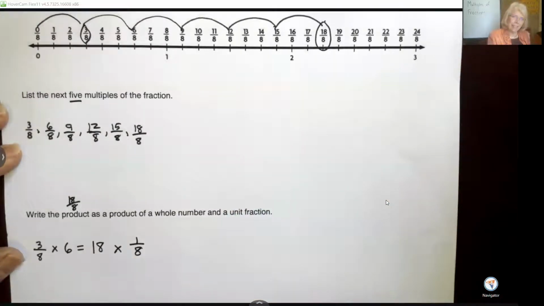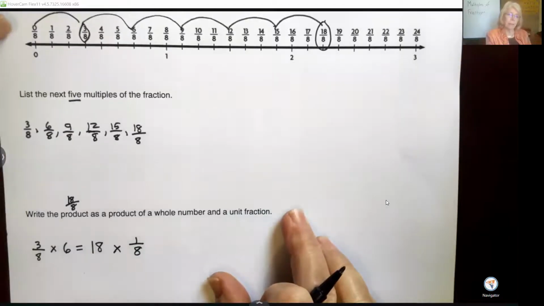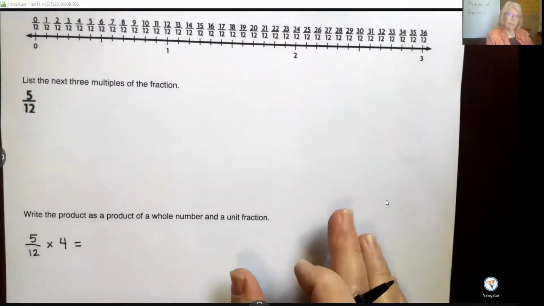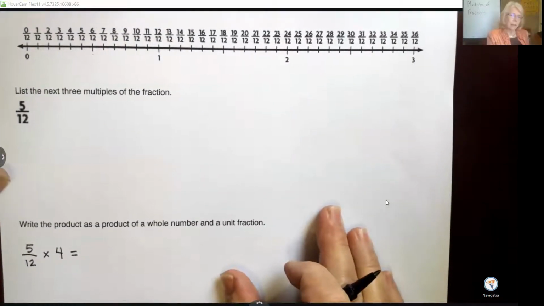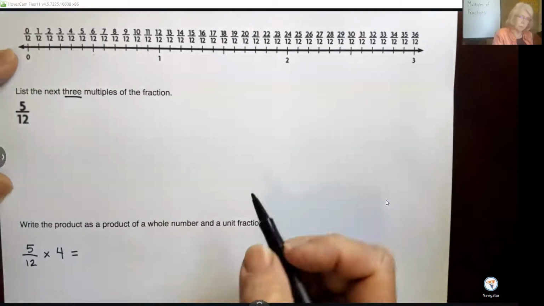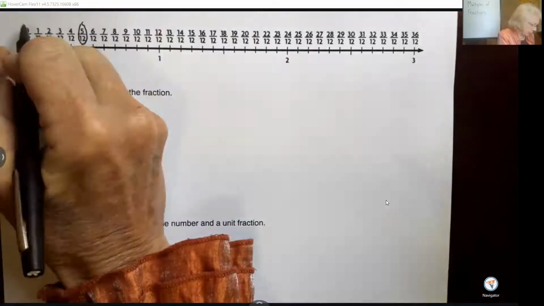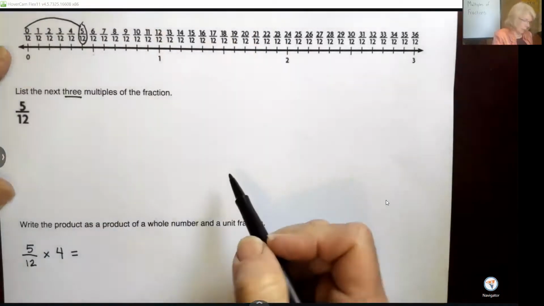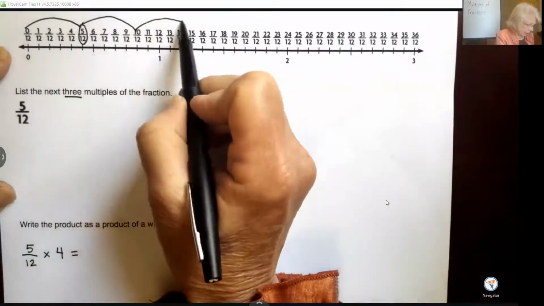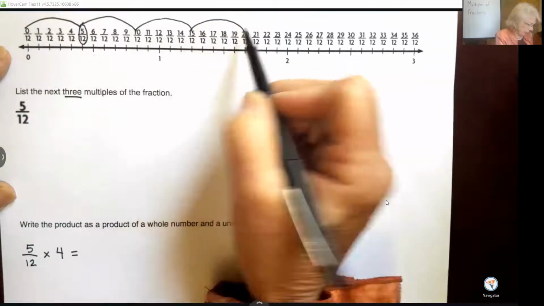Get the idea? Here's a last practice together, then I'm going to give you a page of practice problems that you'll do on your own, and I'll give you an answer key. Again, if you're feeling like you've got this, pause the video and see if you can do it. Okay, list the next 3 multiples of the fraction. The fraction this time is 5/12, so we're going to hop over 5. Our next hop is to 10, 5 more. 5 more takes us to 15, and 5 more takes us to 20.